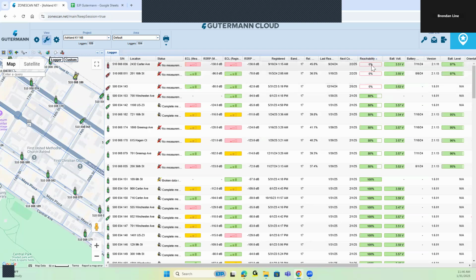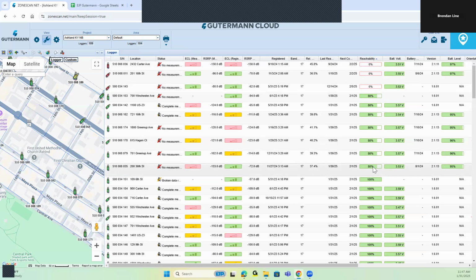Everything in the reachability percentage is based off a 5-day window. So in other words, if that logger has reached 5 out of 5 days, it would be 100% reachability. If it's 4 out of 5 days, it would be 80% reachability. And obviously 0 out of 5 days would be a zero reachability.